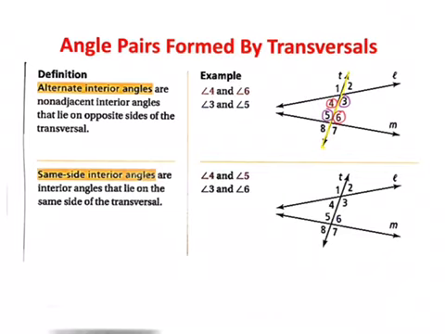Same side interior angles are interior angles that lie on the same side of the transversal. So here we've got our transversal T again, and same side interior, you're looking at 4 and 5, or you're looking at 3 and 6.